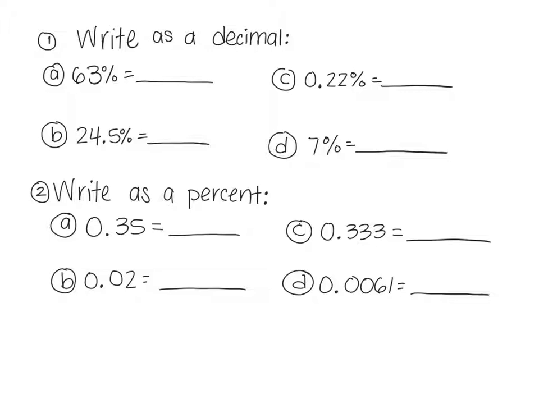You're going to write these 4 here as decimals. They are written in percents. You need to write them as decimals. And here we have 4 decimals, and you'll need to write them as percents. So you can pause the video and solve the problems. When you think you have your answers, play the video again to check them. Go ahead and pause the video.